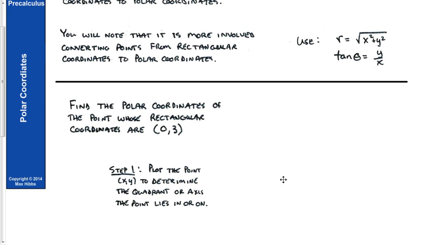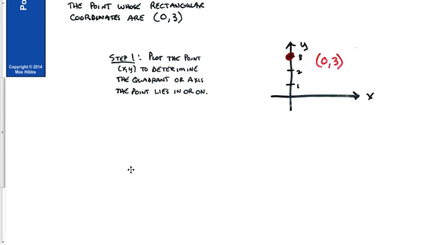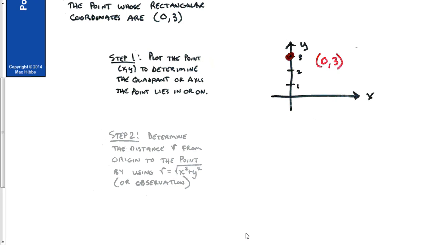Okay, so let's plot the rectangular point 0, 3. Well, there it is. Okay, and the x value is 0, the y value is 3. So there is that point. Well, that's worth a lot to us as we follow along now. Now, the next thing we are to do, though, let's determine the distance r from the origin to the point. We can either use the formula r is equal to the square root of x squared plus y squared, or simply by observation here. What's the distance here? It's 3 units, isn't it?